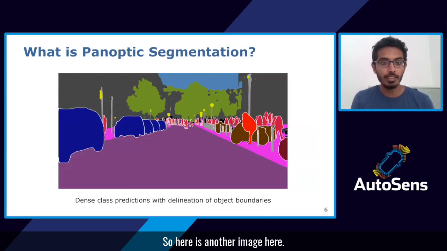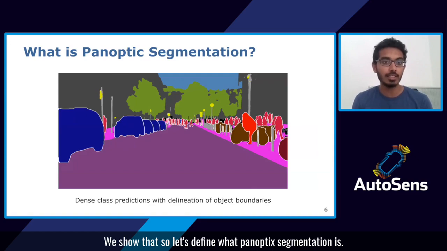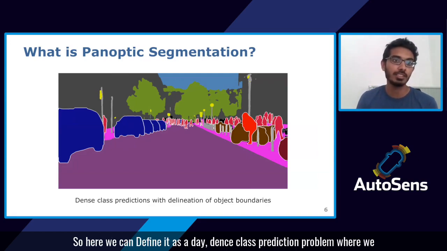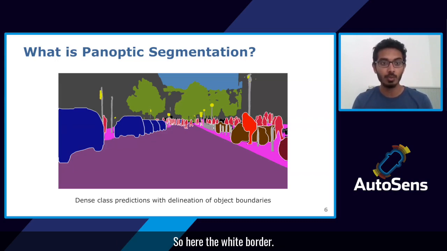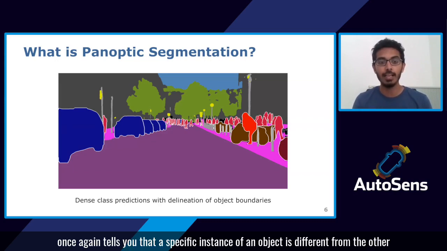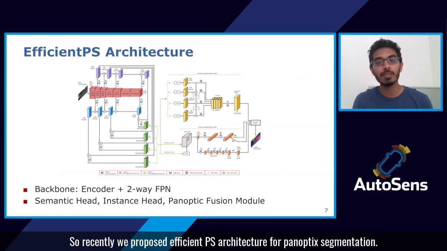So here is another image. Here we show that, so let's define what panoptic segmentation is. We can define it as a dense class prediction problem where we want to delineate object boundaries from each other. So here, the white border once again tells you that a specific instance of an object is different from the other. So recently, we proposed our EfficientPS architecture for panoptic segmentation.